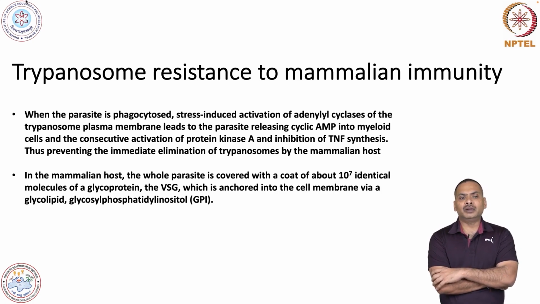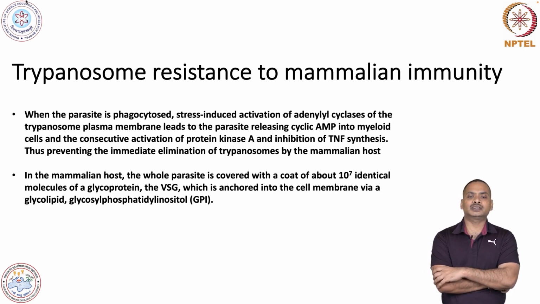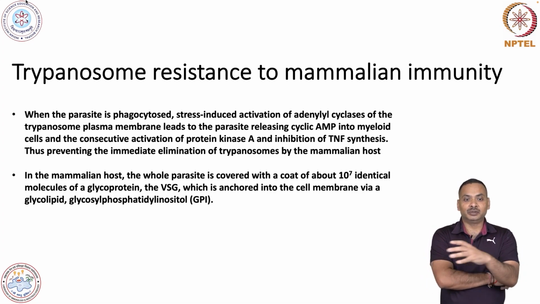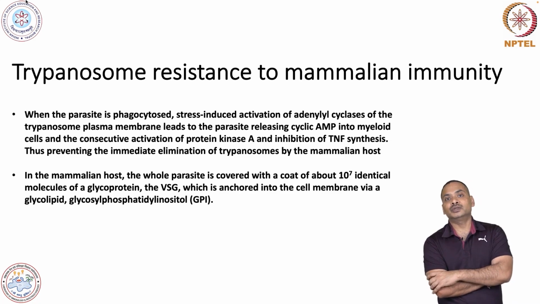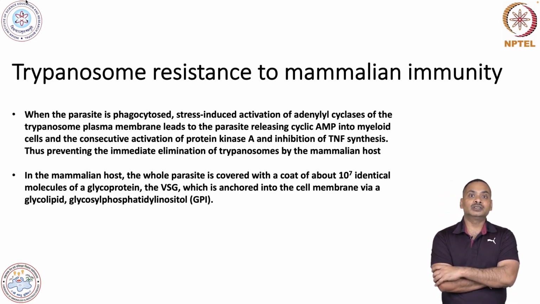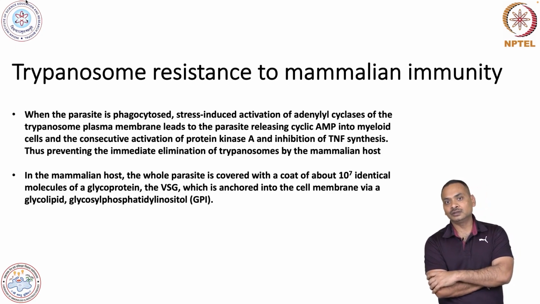In the mammalian host, the whole parasite is covered with a coat of about 10 to the power 7 identical molecules of glycoprotein, which we call VSG, the variant surface glycoprotein. This is very important, just remember that. It is anchored into the cell membrane via a glycolipid, glycosyl phosphatidyl inositol.